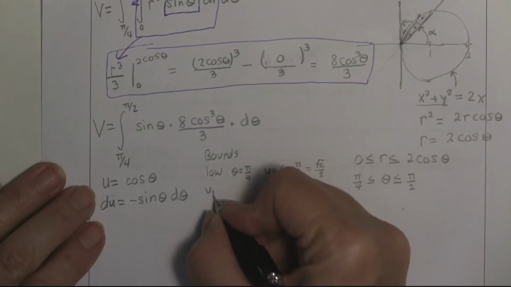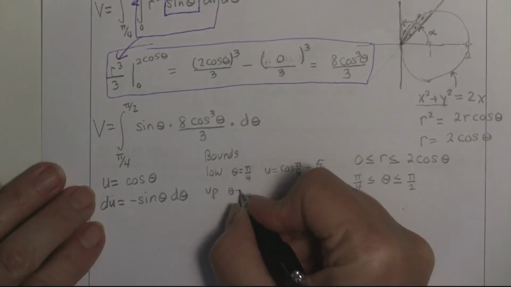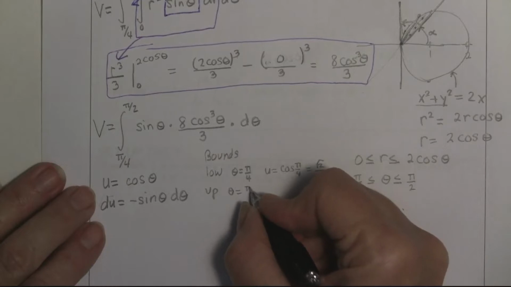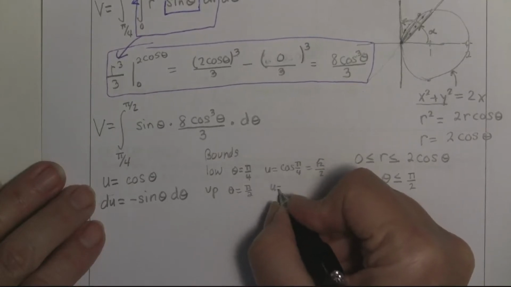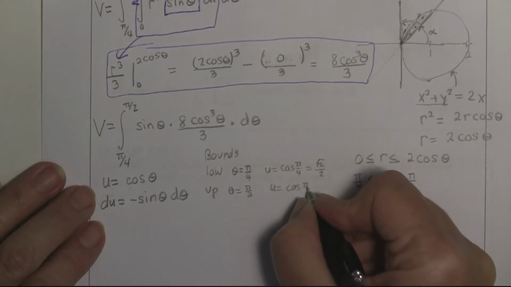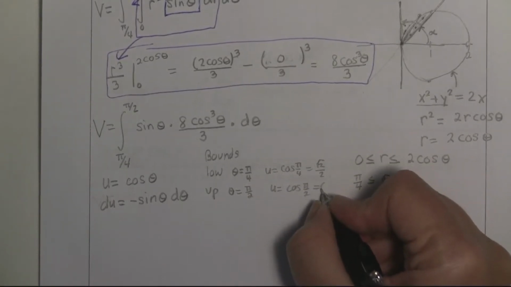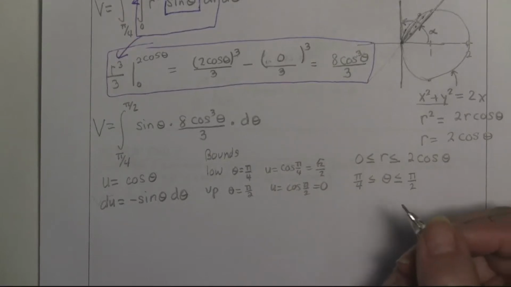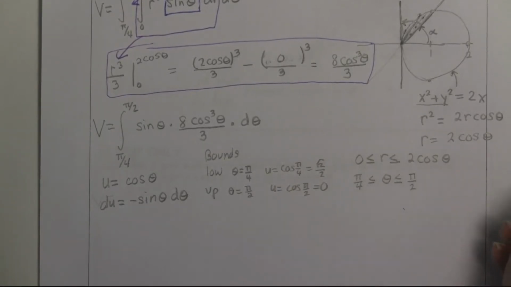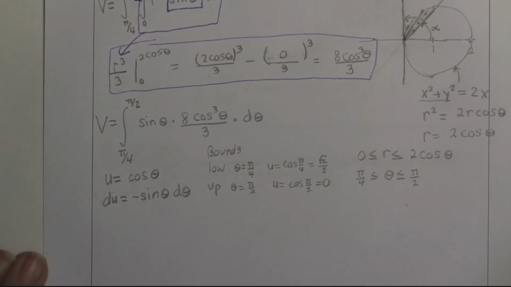And then the upper bound is theta equals pi over 2, and u equals the cosine of pi over 2. And I think the cosine of pi over 2 is 0, but you can check me on it using your calculator. And so I'm not going back to thetas. I'm going to stick with u all the way to the end here.